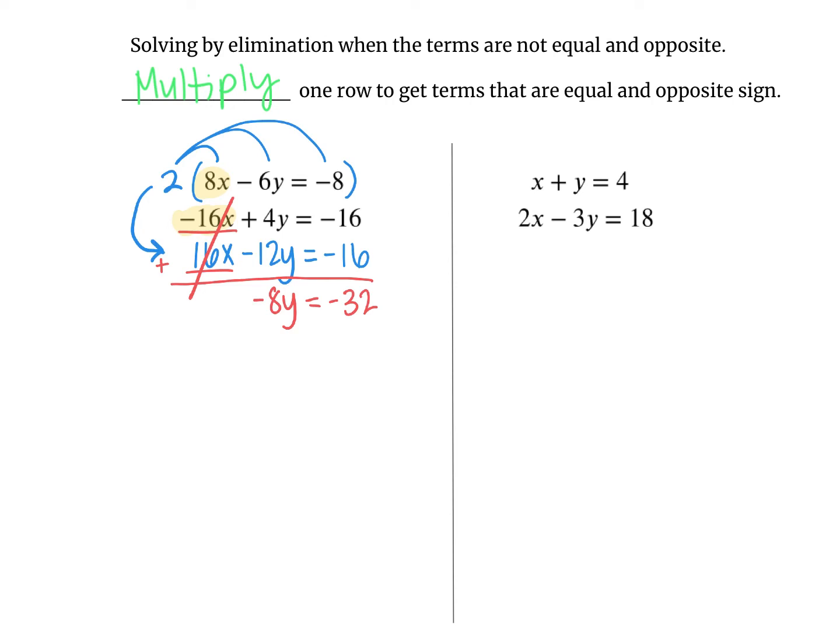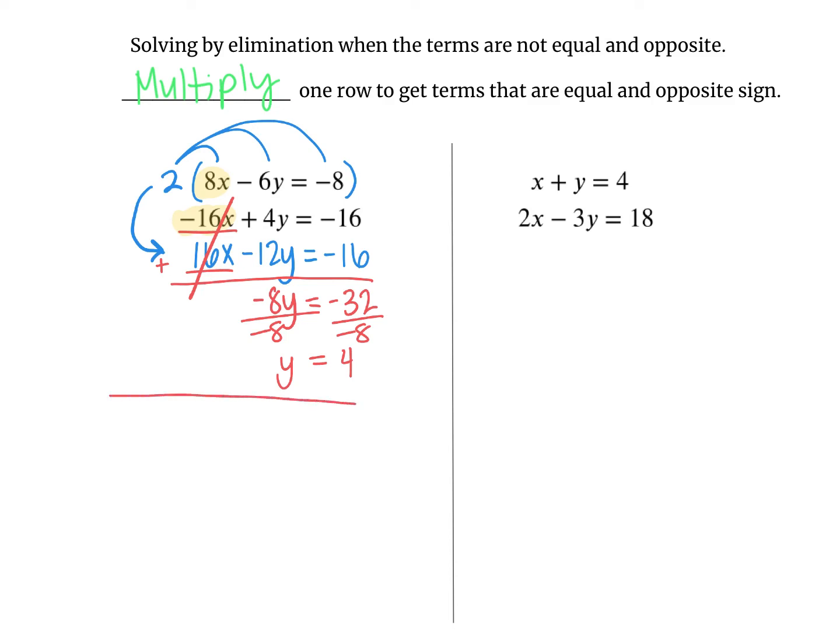So we added the equations together. Now we solve for y. So to solve for y here, we would divide by negative 8 on both sides. We get y equals positive 4. So we got our first answer, y is 4.